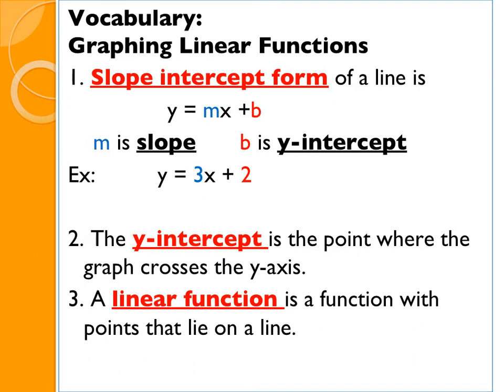Vocabulary. Graphing linear functions. Slope-intercept form of a line is y equals mx plus b. m is slope, b is your y-intercept. Example, y equals 3x plus 2. Your 3 is your m, your slope, and your 2 is your b, which is your y-intercept. The y-intercept is a point where the graph crosses the y-axis. A linear function is a function with points that lie on a line.